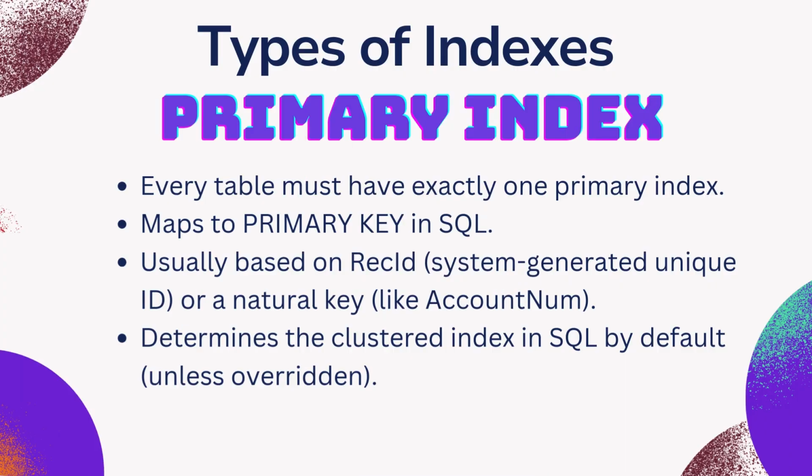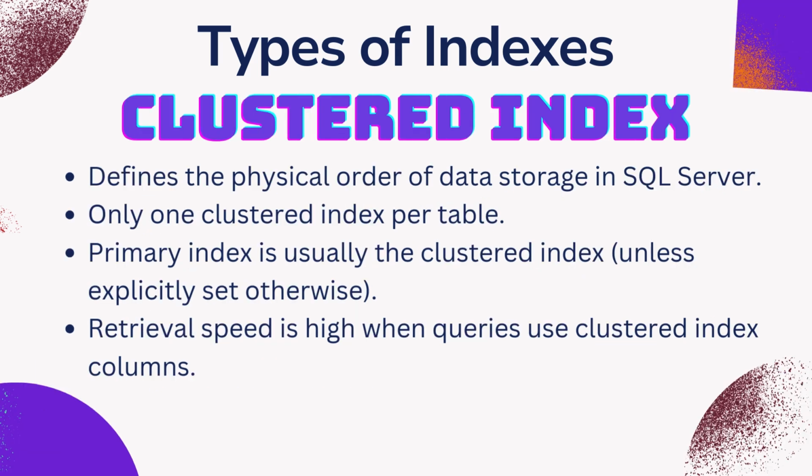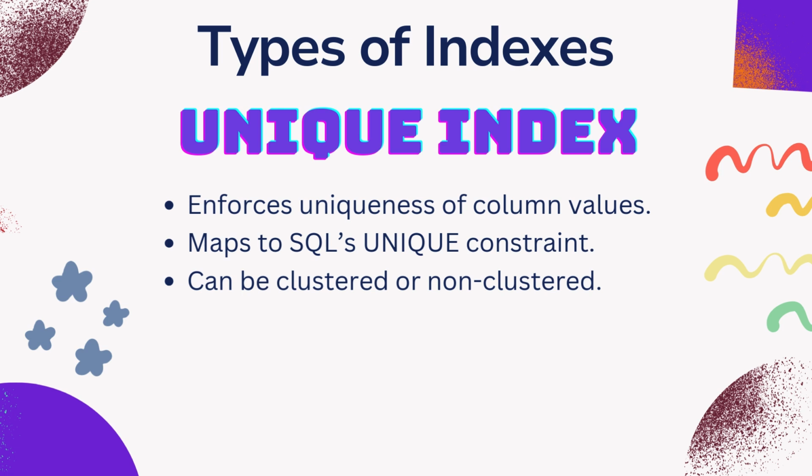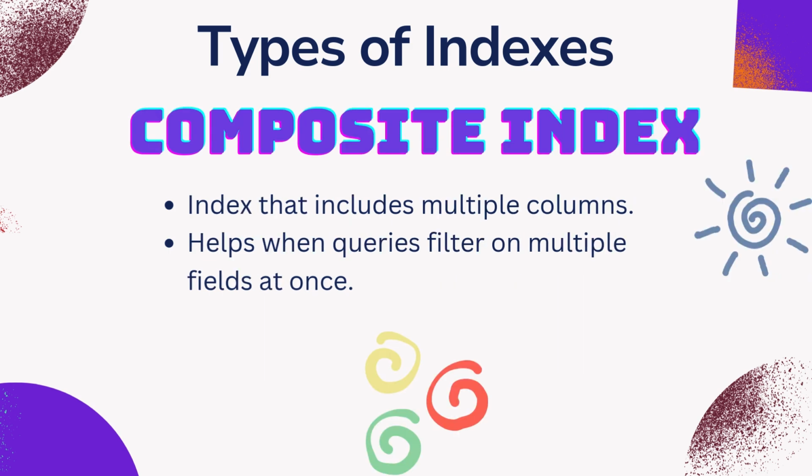Now, let's break this down. In Dynamics 365 F&O, we have primary index, the main unique identifier for your table. Clustered index decides the physical order of how data is stored. Non-clustered index, perfect for those columns you query a lot, but don't store in clustered order. Unique index makes sure there are no duplicate values. And composite index, which combines multiple columns to speed up multi-field searches. Remember, each of these has a different job, but together, they decide whether your queries are fast or painfully slow.